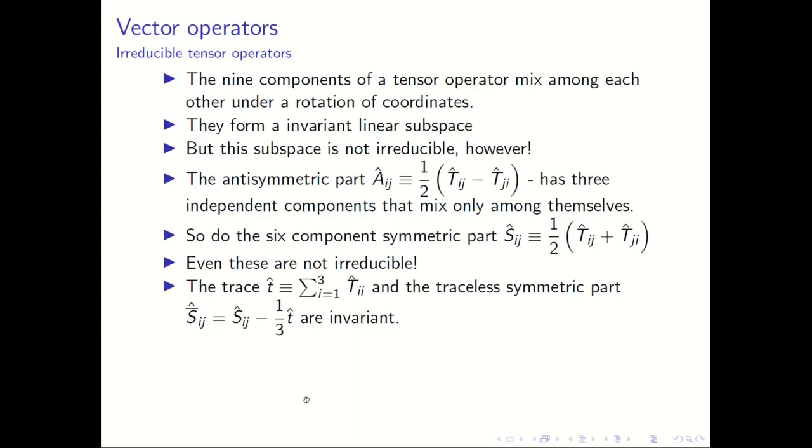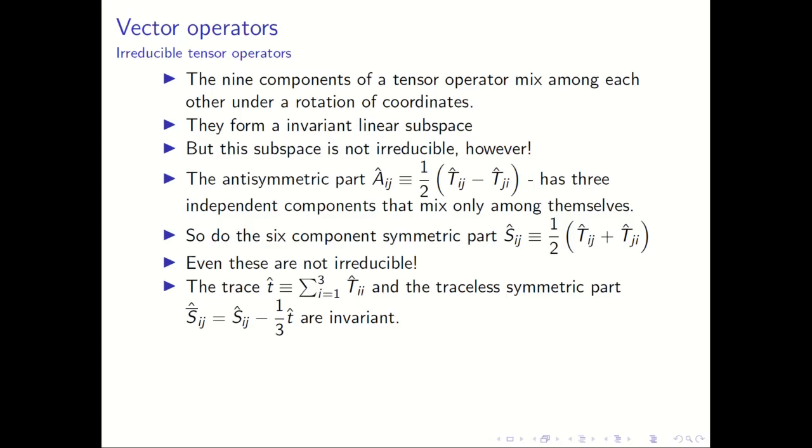The traceless symmetric part, which is S bar hat, you get from S hat ij by subtracting 1/3 of the trace. Why 1/3? Because there are 3 components. If you subtract 1/3 of the trace from each one of the diagonal elements, the resulting matrix will be traceless. So that is also invariant. The proof is trivial: if you started with a traceless symmetric matrix and carried out the transformation, it should be easy to check that the result is a traceless symmetric matrix. So the traceless symmetric part does not linearly combine with the trace part under rotation of coordinates.